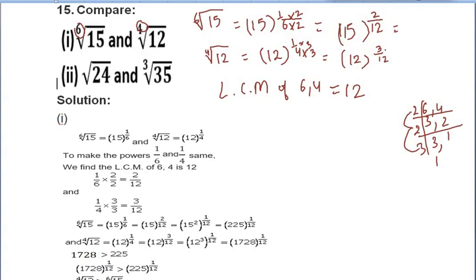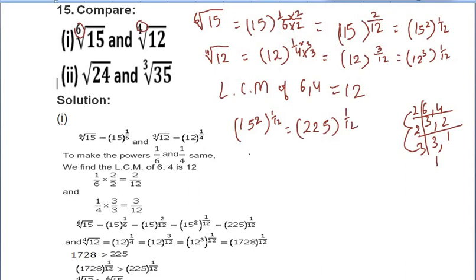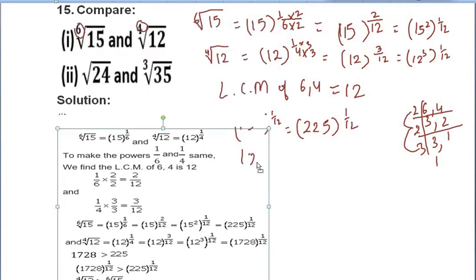So what I will do now, also powers are not equal, so that I can compare. So I will write like this: 15 square to the power 1 by 12, and here 12 cube 1 by 12. Now here 1 by 12. So now I will solve 15 square to the power 1 by 12. 15 square is 225 to the power 1 by 12, and next number is 12 to the power 3, and here 1 by 12. So 12 to the power 3, if I will solve, I will get 1728, its power 1 by 12.